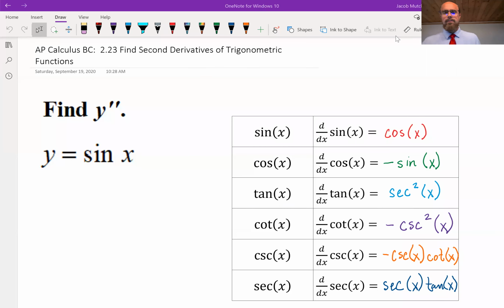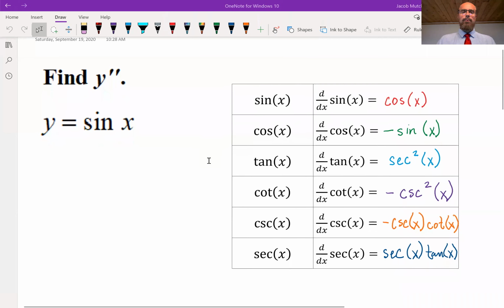Welcome to Calculus. Today we will investigate finding second derivatives of trigonometric functions, focusing on applying the 6 differentiating rules for sine, cosine, tangent, cotangent, secant, and cosecant, as well as applying the product rule. Let's take a look at our first example. So we'll look at 3 total examples, beginning with a simple function.